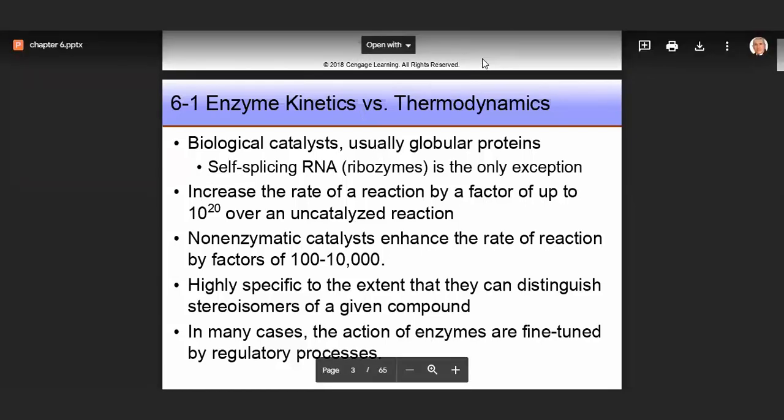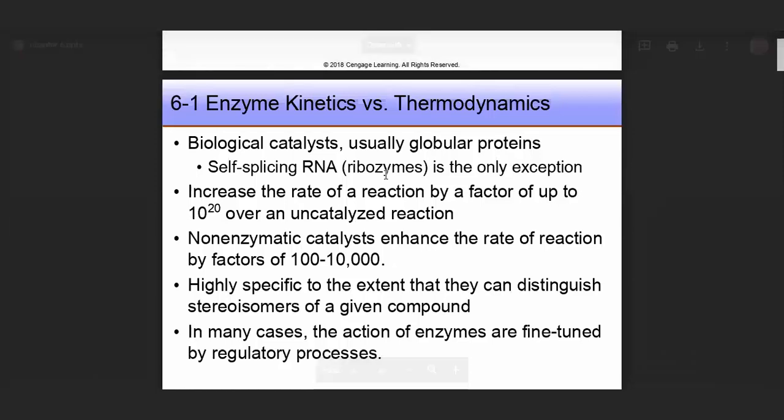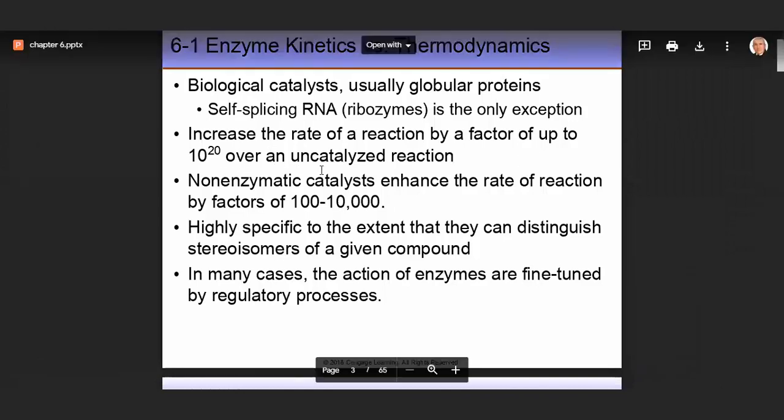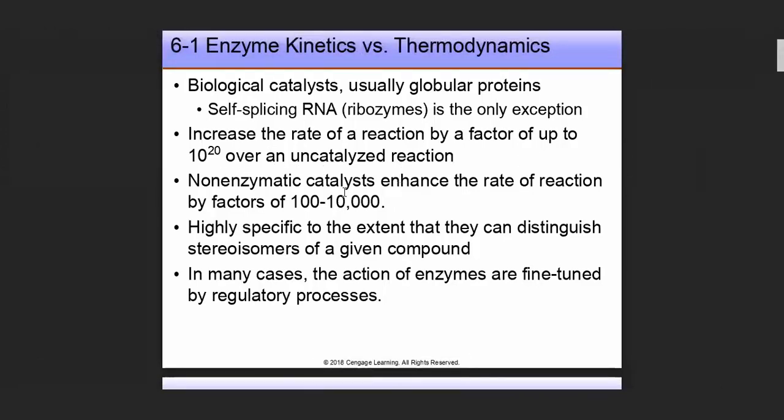Now, we can say that all enzymes are proteins except for self-splicing RNA. The so-called ribozymes are the only exception. These are not proteins. So enzymes increase the rate of reaction by a factor of up to 10 to the 20 over an uncatalyzed reaction. The non-enzymatic catalyst enhance the rate of a reaction by factors of 100 to 10,000.